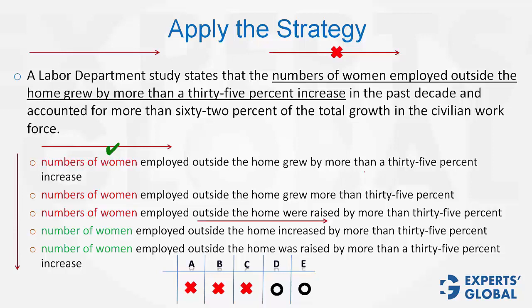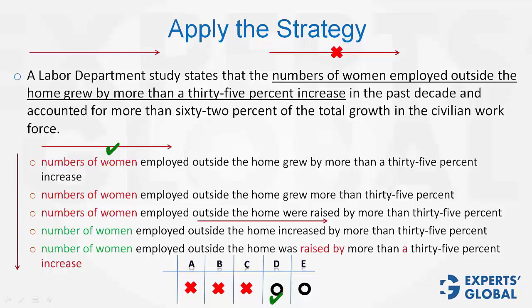Option D says number of women employed outside the home increased by some percent, whereas option E says that the number of women employed outside the home was raised by more than a 35% increase. The usage of raised as well as increase is redundant, and use of a 35% is awkward. So, because of these red flags, option E can also be eliminated, and therefore option D is the correct answer choice.